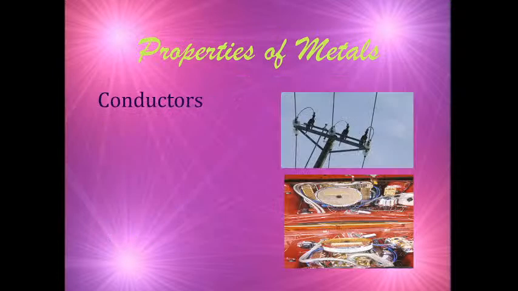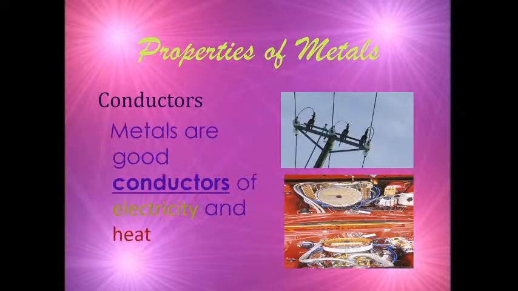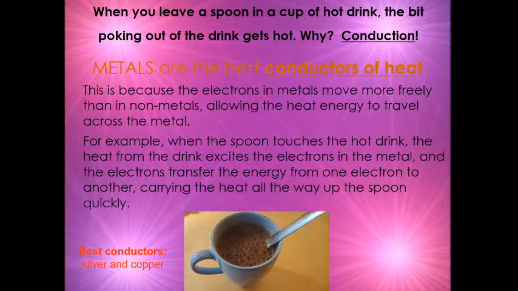Then we can see they are good conductors of heat and electricity. They can conduct better, right? So how can we find out why they are good conductors of heat? When you leave a spoon in a cup of hot drink, like hot milk or hot coffee, the bit poking out of the drink gets hot. Why? Because of conduction. Metals are the best conductors of heat. This is because the electrons in the metal move more freely than in non-metals, allowing the heat energy to travel across the metal.